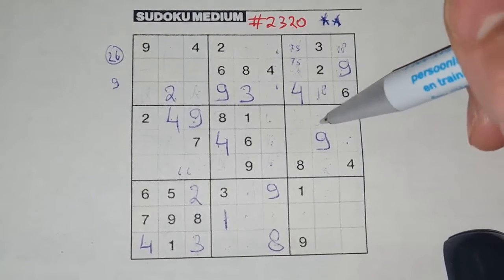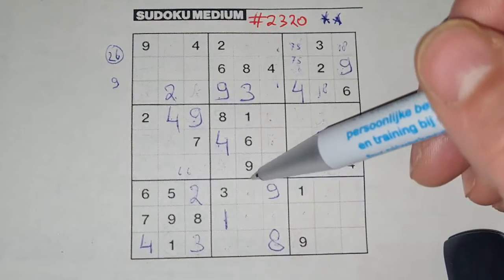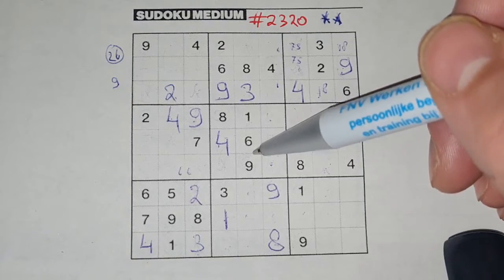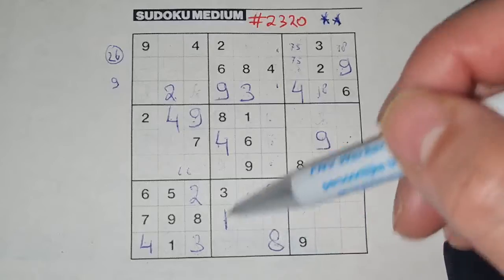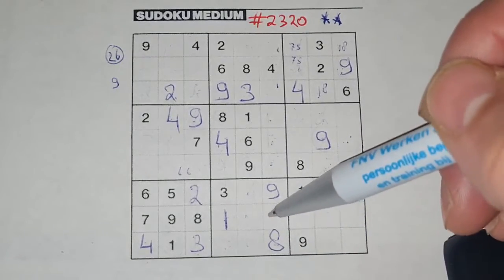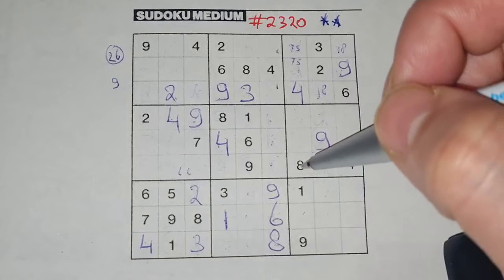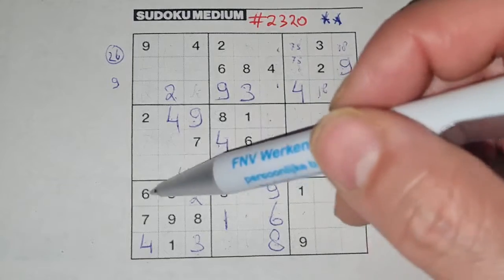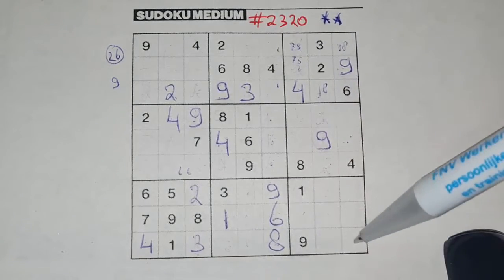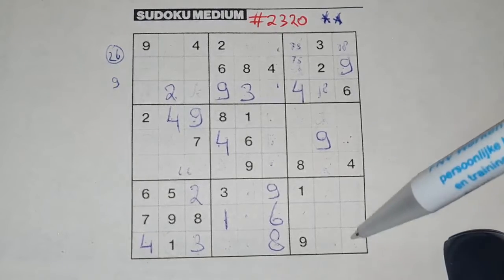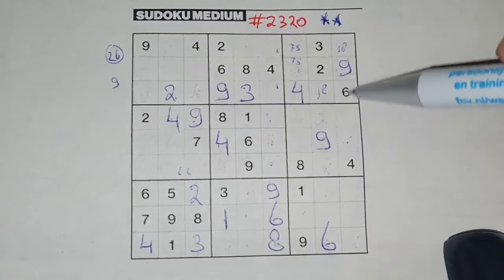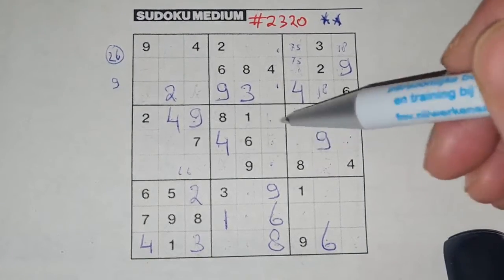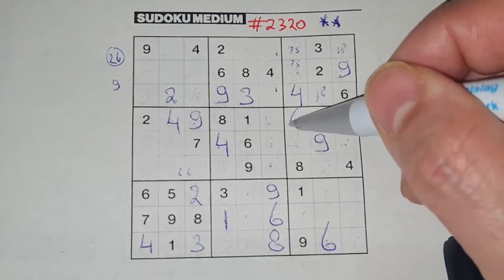6, 6. 8, 3, 1, 6. 6 in this column, 6 in the middle column, so the column next. The only place for the 6 should be there. 6 in this row, 6 in the row below. So the last row, only 2 places for the 6 should be here. Oh, there we see there 6, no 6 there, 6 should be here. 6 in the last column, 6 in the column next. So in that column, the only 2 places for the 6 should be here. Oh, there we see there 6, no 6 there, 6 should be here.